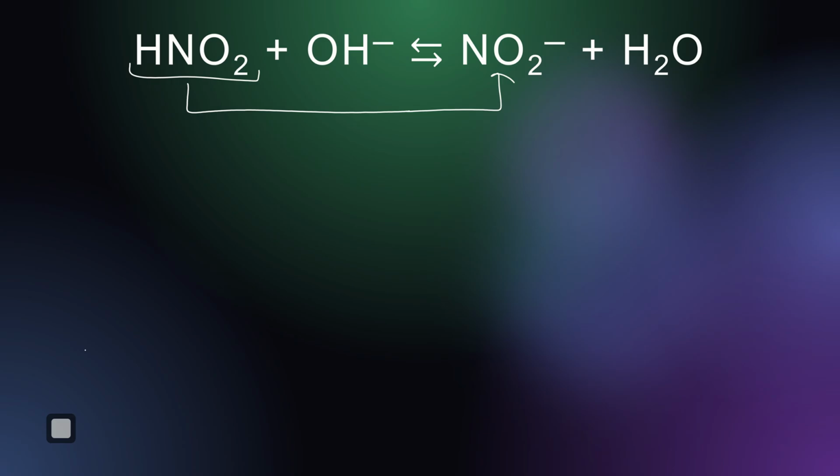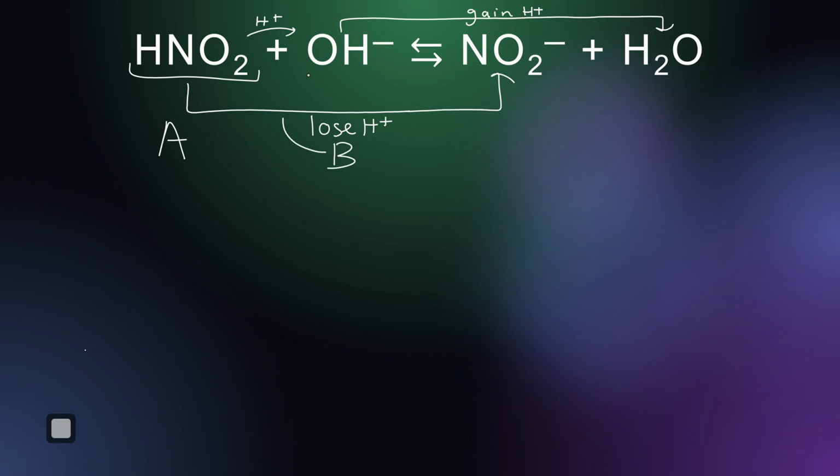So HNO2 to NO2- is losing an H+. OH- is becoming H2O. It is gaining an H+, which means the HNO2 must be giving the H+ to the OH-, which means HNO2 must be my acid. Okay? And OH- then must be my base. They have to be on the same side. Acid and base have to be on the same side.